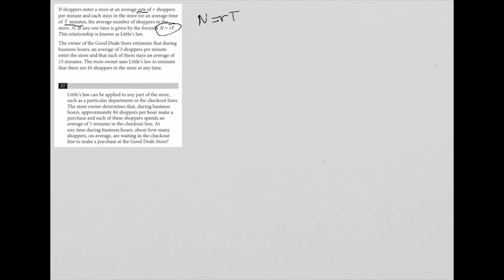So the owner of Good Deals store estimates that during business hours, an average of 3 shoppers per minute enter the store and that each of them stays an average of 15 minutes. The store owner uses Little's law to estimate that there are 45 shoppers in the store at any time.